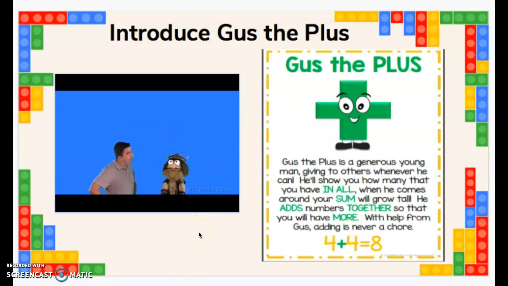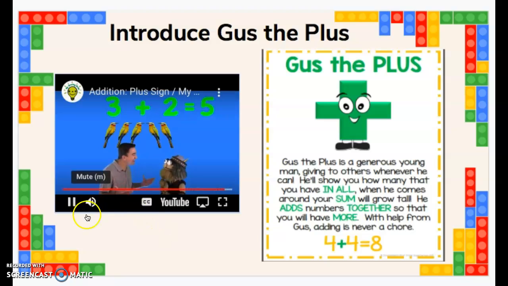Okay. Let's say we have 3 birds. 1, 2, 3. All right. Now, plus sign. There it is. And another group of 2 birds. 1, 2. All right. Now, let's join the groups together. 1, 2, 3, 4, 5. So, 3 plus 2 is 5. Hey. That was excellent, Ole.